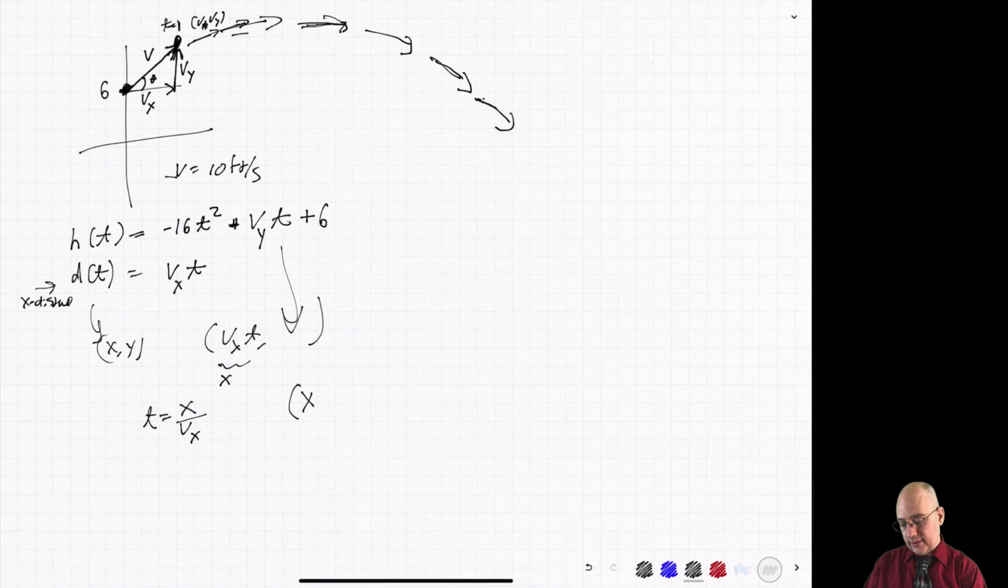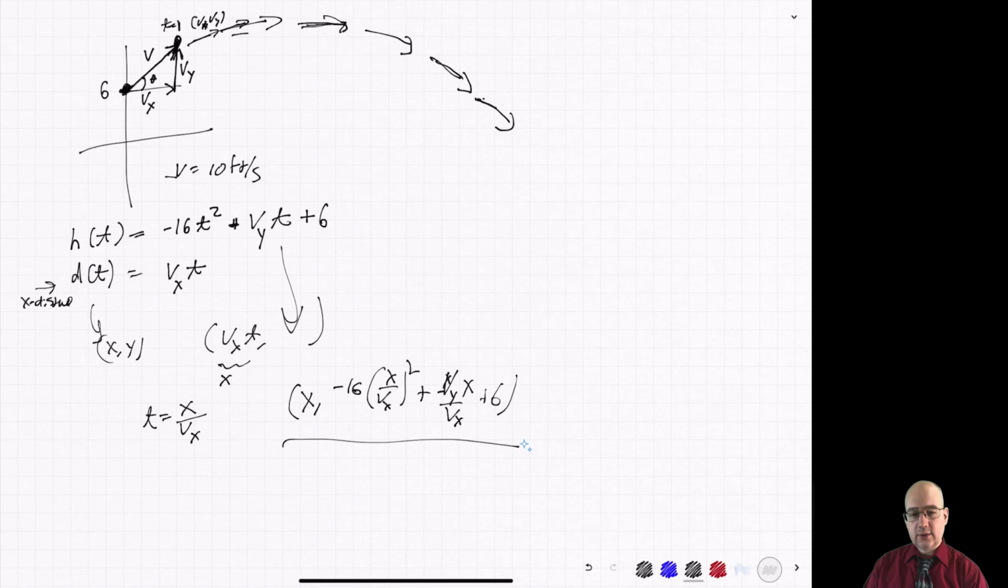And so we can replace t and the other thing with that x. If we have x, then we can just do minus 16 times x over Vx, squared, plus Vy x over Vx, plus 6. So that's going to be our basic graphing equation. Now at this point, I'm just going to go over to GeoGebra.